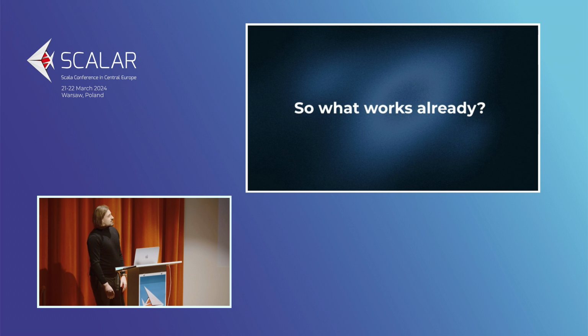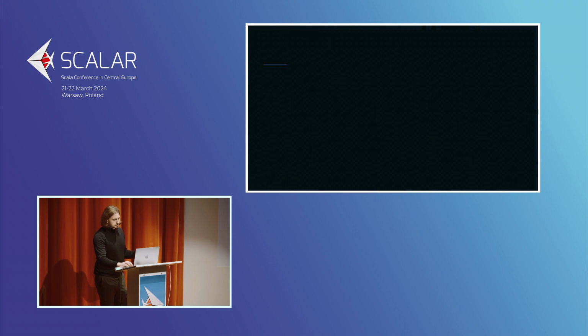So I said that multi-threading is coming. So what is working already? From your perspective, most of the stuff: futures, tasks, execution context, synchronized blocks, whatever we need to work with concurrency is already there.